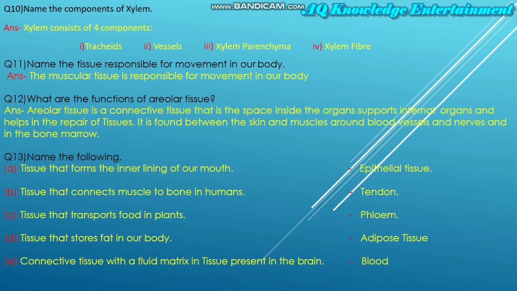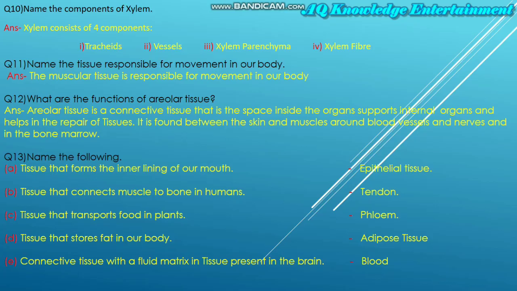inside the organs and supports internal organs and helps in the repair of tissues. It is found between the skin and the muscles, around blood vessels and nerves, and in the bone marrow. So the bone marrow consists of the areolar tissue. So the last question but not the least is, name the following.